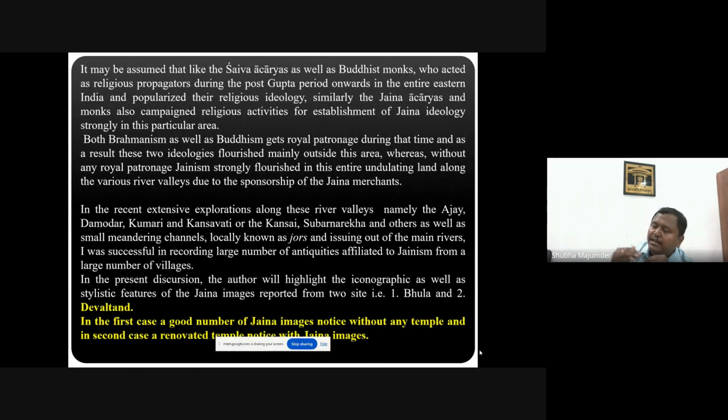So, in one context, the Shaivacharya and the Buddhist monk followed the major route from Patliputra to the Ganga. From the Ganga, they directly reached Tamilnadu, and on this path they spread Brahmanism as well as Buddhism.